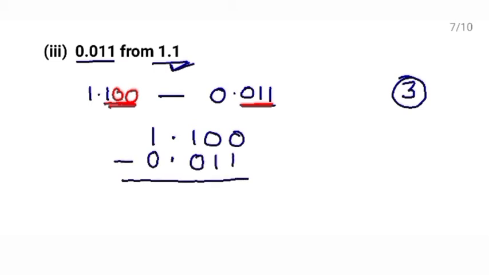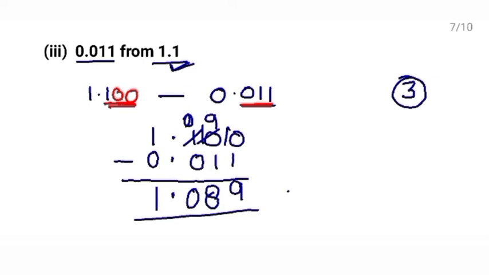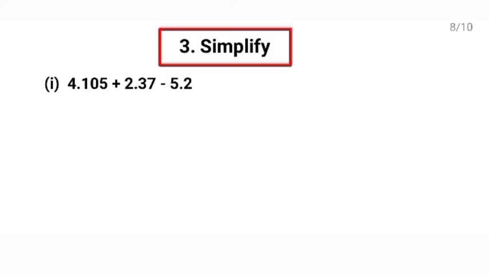Subtract. 0 minus 1 not possible. Take borrow from this. 0, 10, 9, 10. 10 minus 1, 9. 9 minus 1, 8. 0 minus 0, 0. Decimal point, 1 minus 0, 1. So the answer is 1.089.